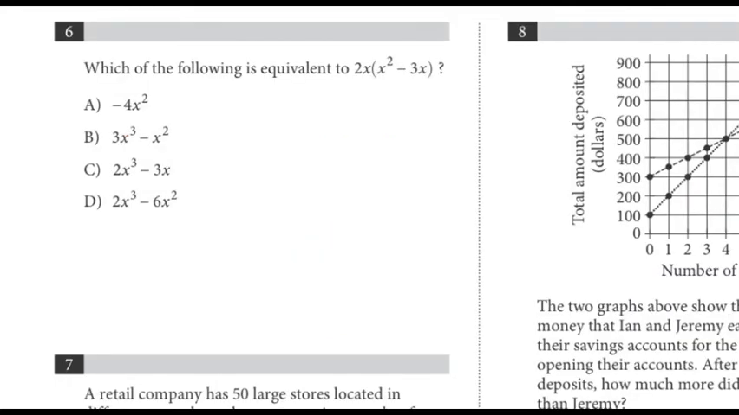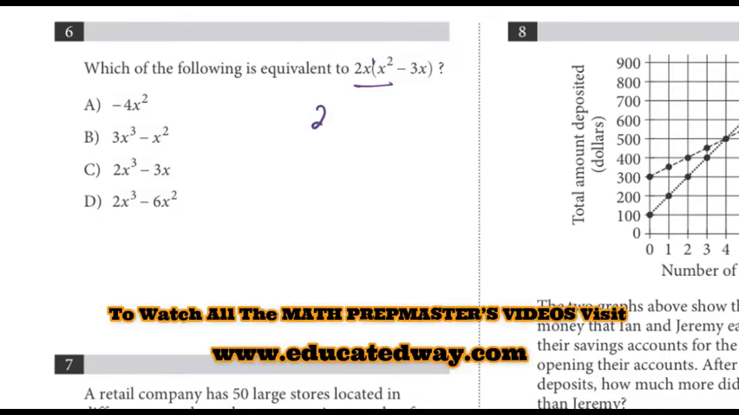Number 6. Which of the following is equivalent to 2x times x squared minus 3x? In this question, we have to distribute 2x times x squared. And when we multiply with variables, we add their exponents. So when there's no power here, x is considered to the first power. So it's going to be 2x to the third power because we add the exponents. 1 plus 2 is 3.